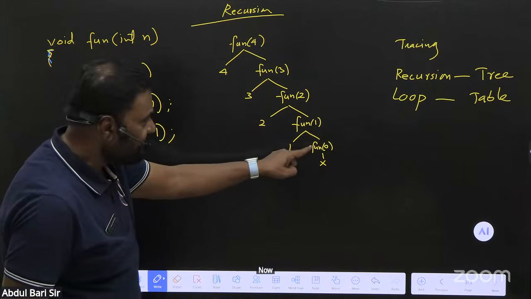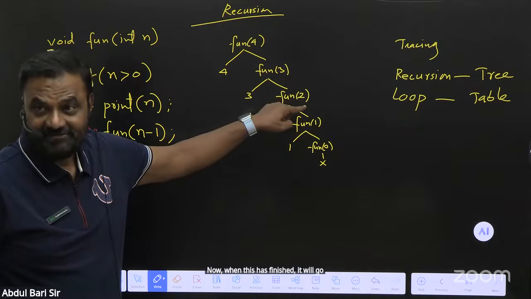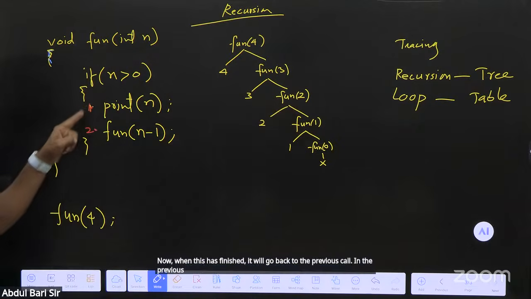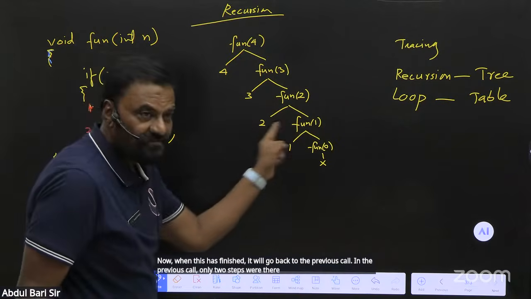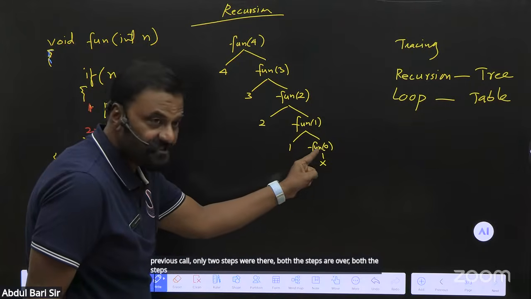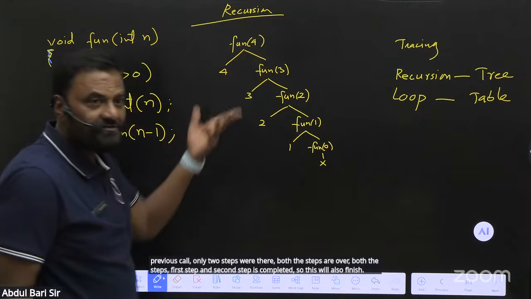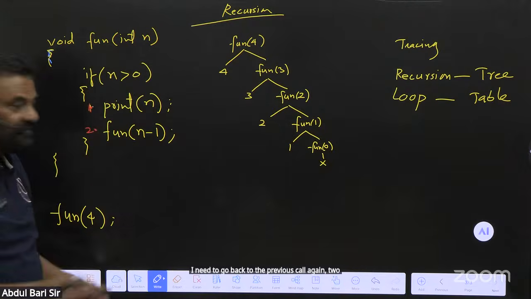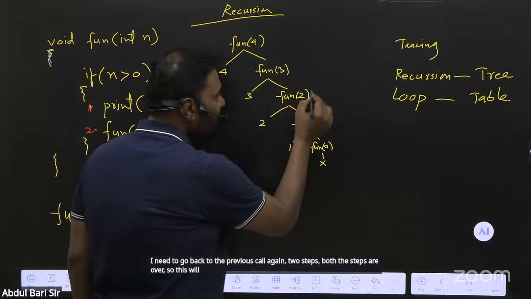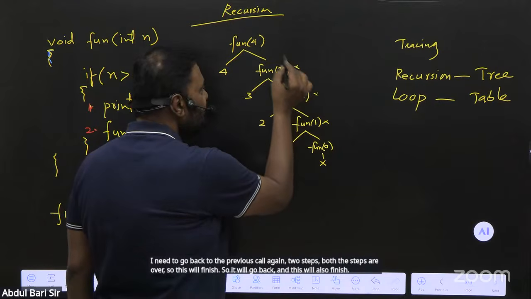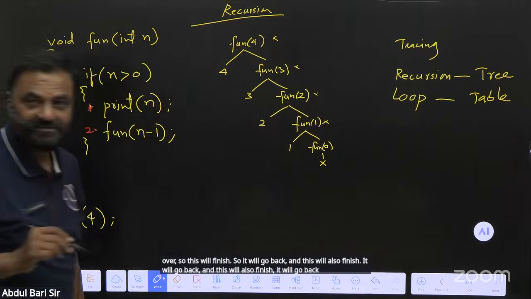Now when this has finished, it will go back to the previous call. In the previous call, only 2 steps were there. Both the steps are over. Both the first step and second step are completed. So this will also finish. And it will go back to the previous call. Again, 2 steps, both the steps are over. So this will finish. It will go back and this will also finish. It will go back and this will also finish.